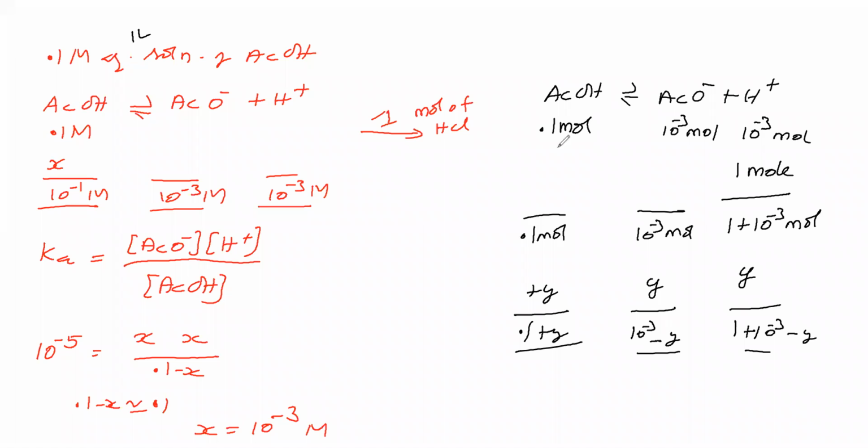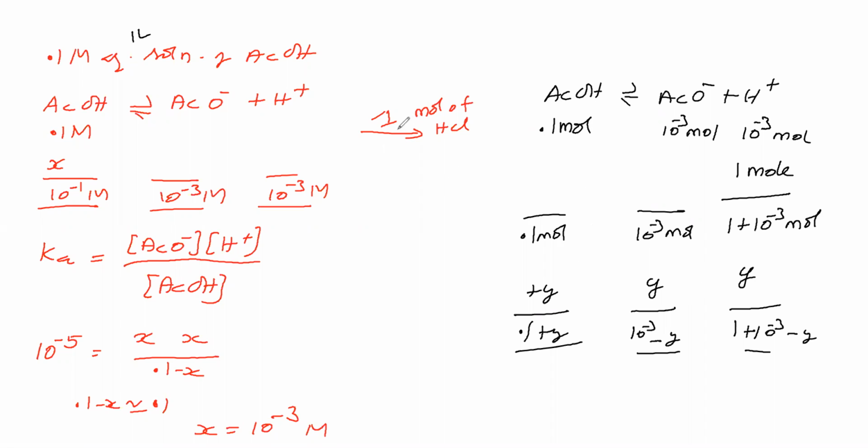So due to addition of HCl, what happened to the dissociation extent of acetic acid? That's what we said: backward is favored. Therefore, backward is favored in the sense that dissociation of acetic acid decreased, we said.